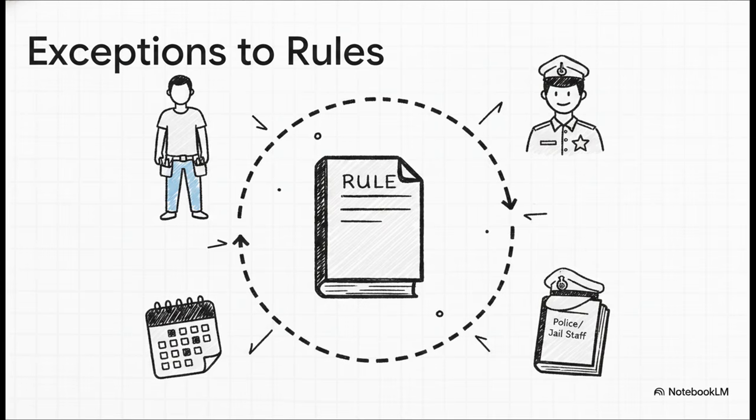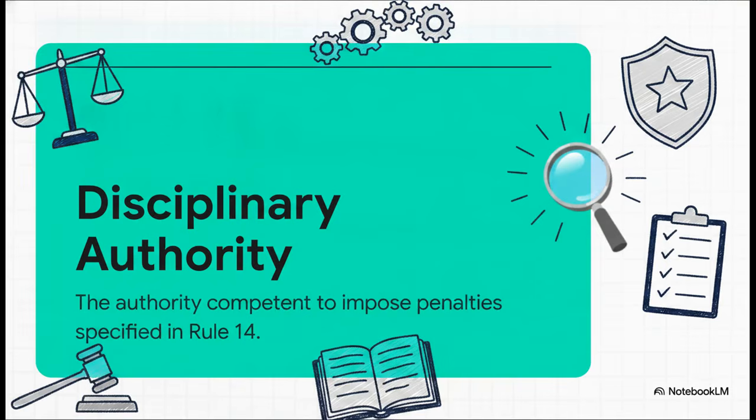They also totally exclude personnel like police officers or jail staff simply because they're already governed by their own dedicated manuals. Now, check out this strict legal distinction made in Rule 2. As a government servant, you have an appointing authority. That's the office that officially hired you. But you also have a disciplinary authority. Now, while they can sometimes be the exact same person, the disciplinary authority is the one specifically empowered to impose penalties on you. And in administrative law, this is huge.